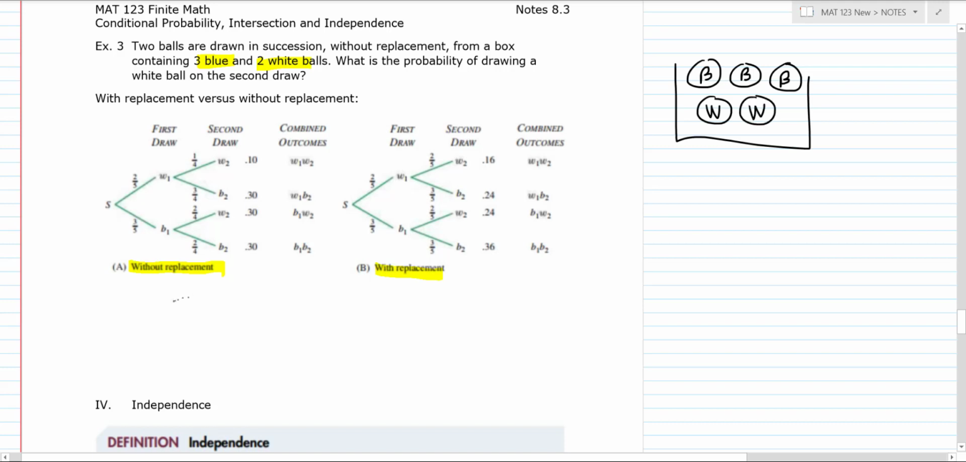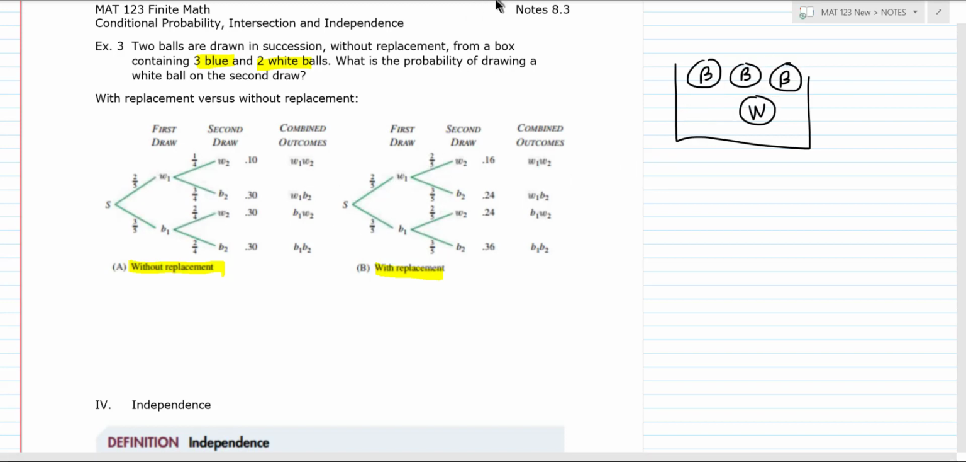So if it's without replacement, it goes like this. The probability of getting a white on the first draw would be 2 out of 5. The probability of getting a blue on the first draw would be 3 out of 5. Now let's just assume we take a white out. Then the probability of getting a white on the second draw would be 1 out of 4. The probability of getting a blue now would be 3 out of 4.